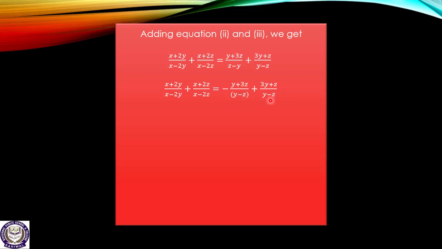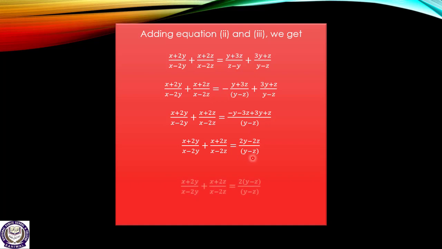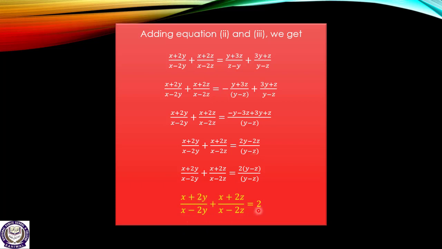Now we have the same denominator, and we know that when two fractions have the same denominator, the denominator is written once and the numerators are added or subtracted. So we get (-y - 3z + 3y + z)/(y - z), which is equal to (2y - 2z)/(y - z). Taking 2 as a common factor and cancelling y - z with y - z, we get the value of the expression, that is 2, which is our required value.